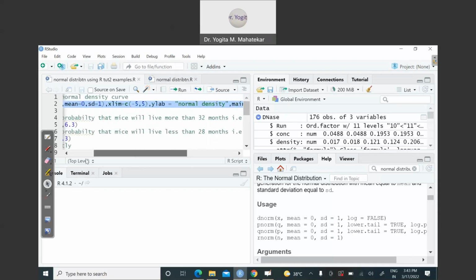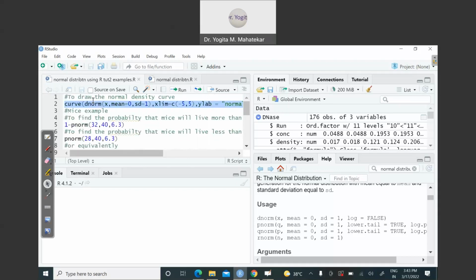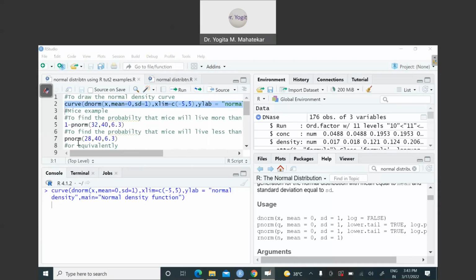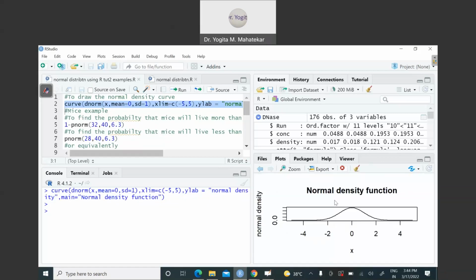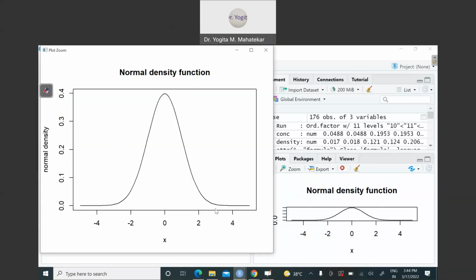Let me copy this command that I have written in the script file and take it over to the console. So I will paste that command in the console. One can see this command appearing in the console. You can try it out on your own. To compile this, I will press Ctrl+Enter by clicking on that particular command at the end. So if I do Ctrl+Enter, you can see a normal density function is displayed in the plot window. Suppose I zoom it, you will get this kind of bell-shaped curve.